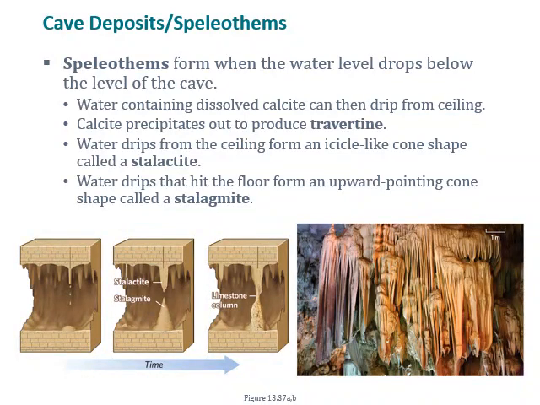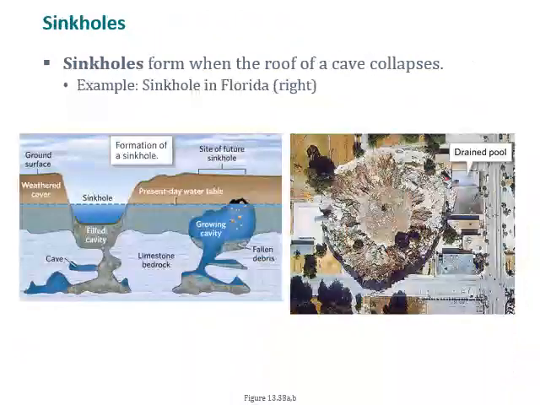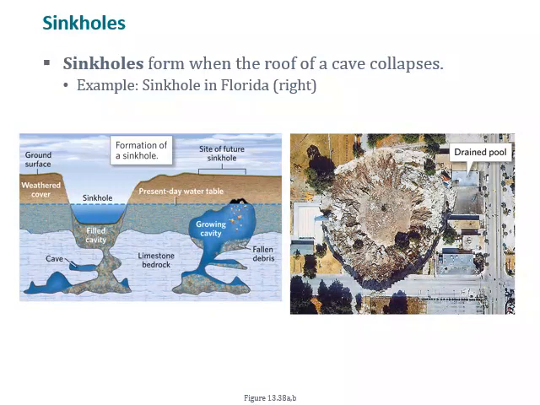Sinkholes form when the roof of caves collapse. Examples include sinkholes in Florida, where we have dissolution of the limestone rock beneath Earth's surface, and then a reduction of the water table, which produces no support for the overlying rock. The weight of that overlying rock then is too much to be held up by the surrounding material and then crashes and caves in.